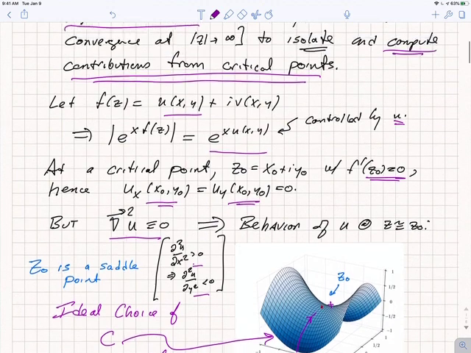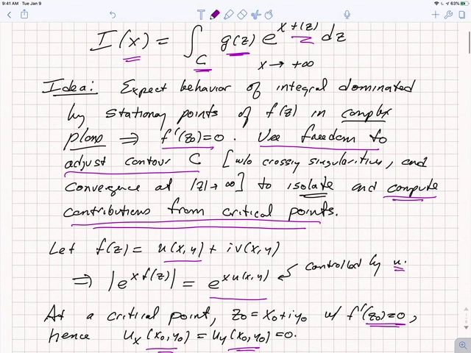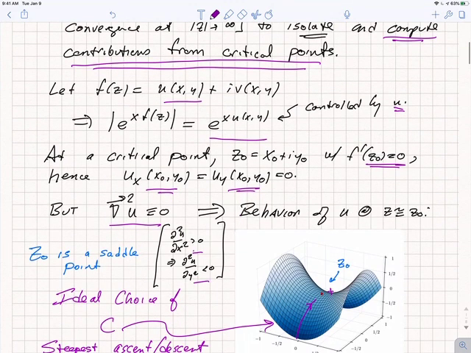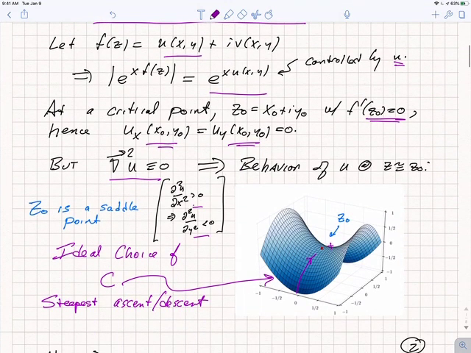So what we find is that for this general kind of Laplace integral, whenever we examine the behavior of the critical points in the complex plane, those critical points are actually going to be saddle points, as illustrated by this diagram here. So in general, z naught is going to be some saddle point.